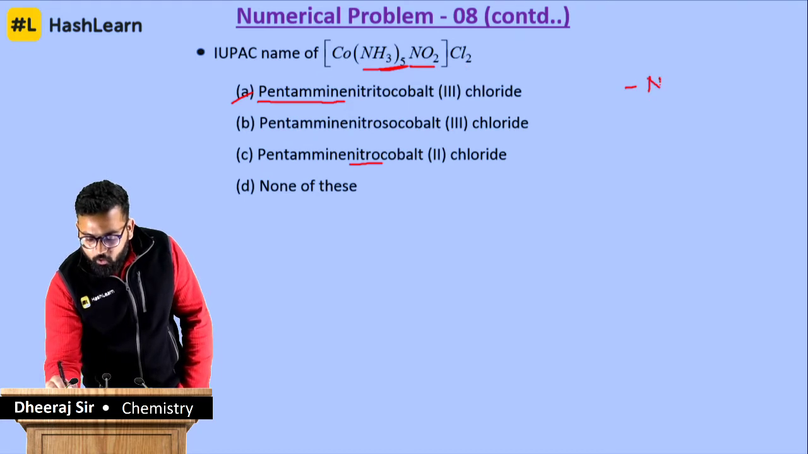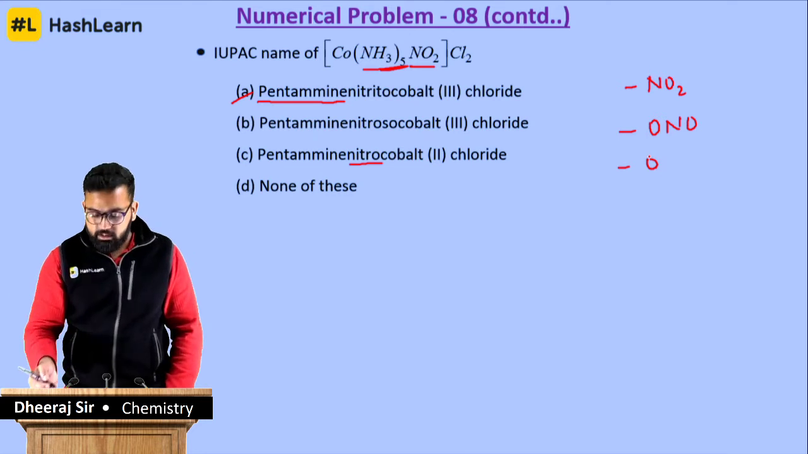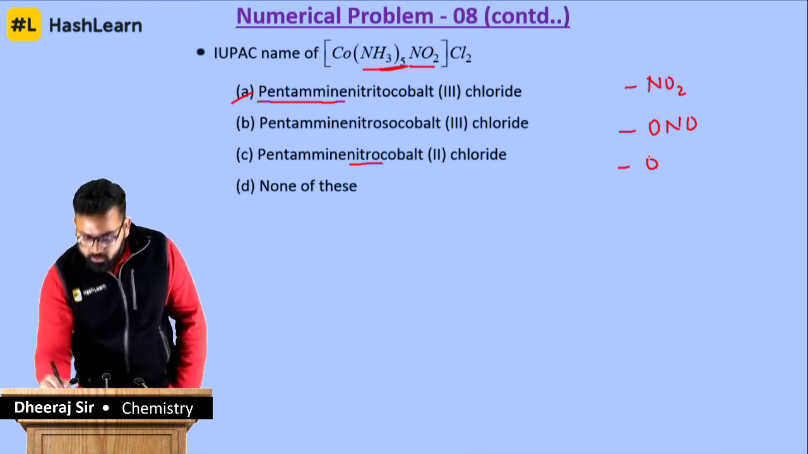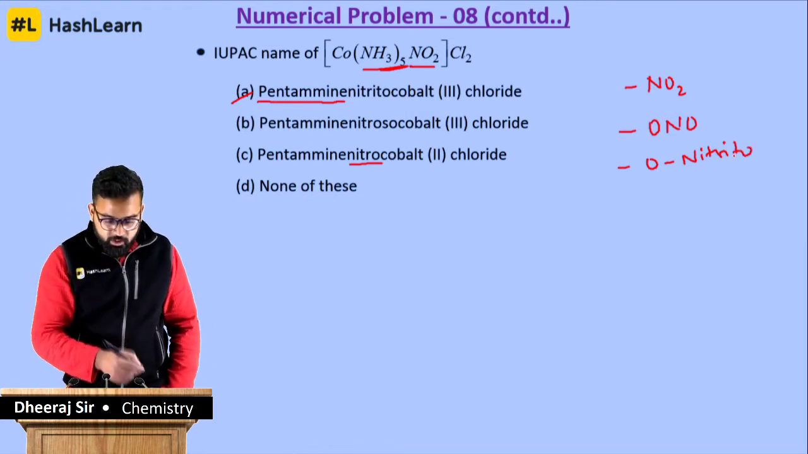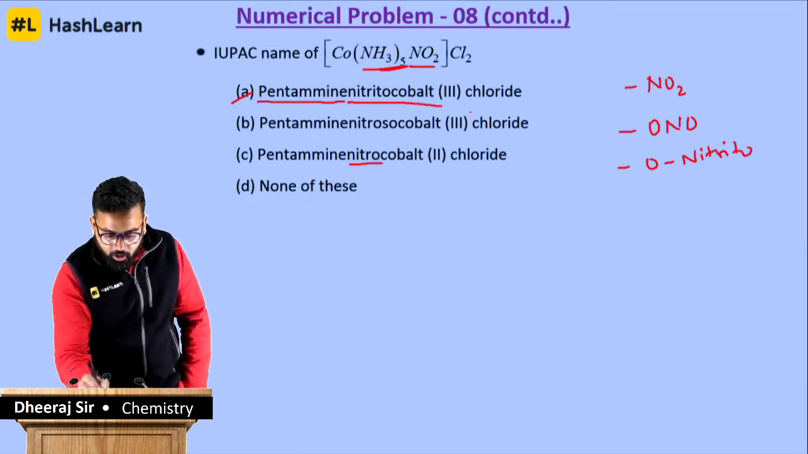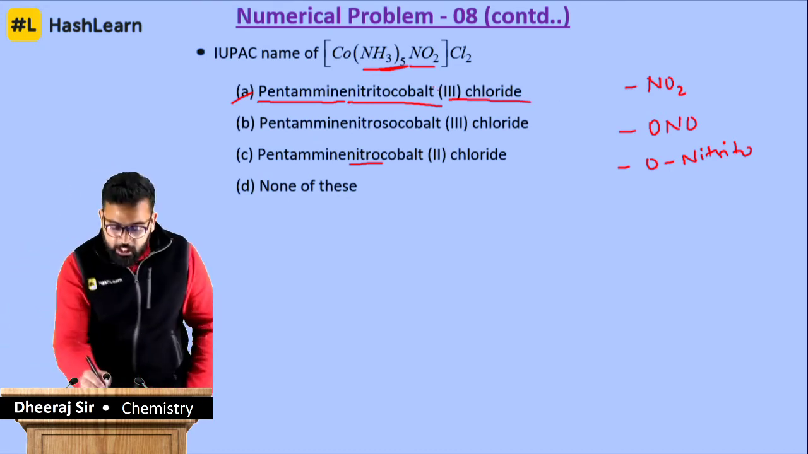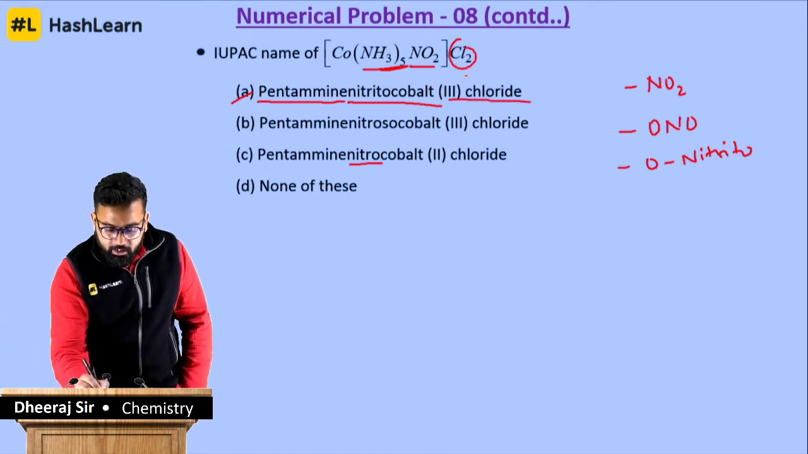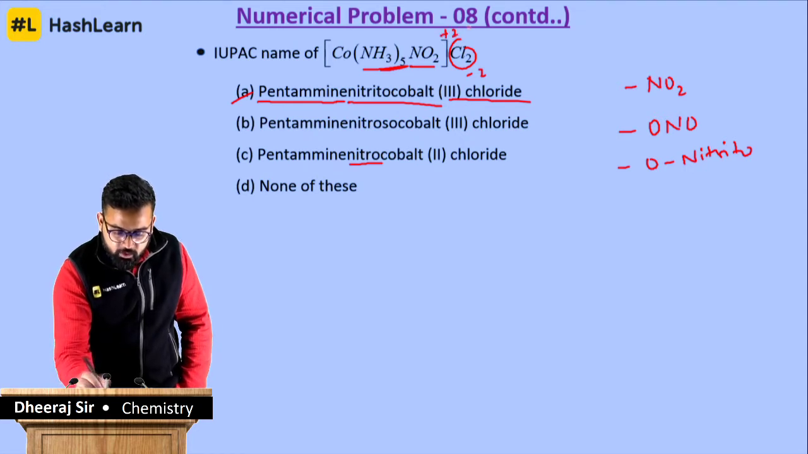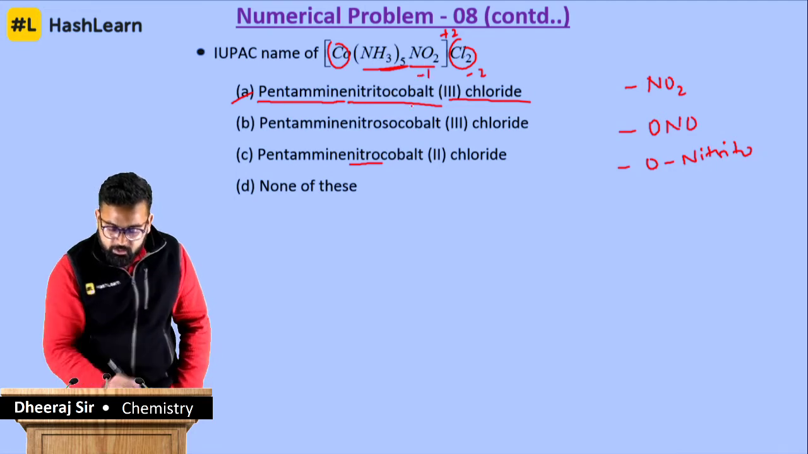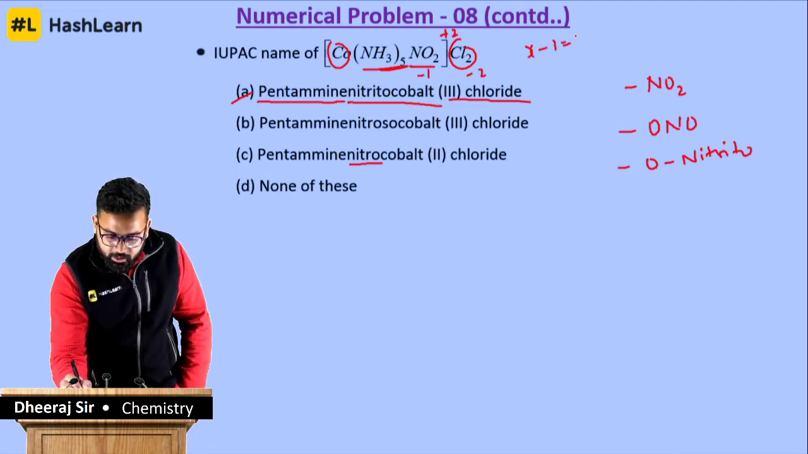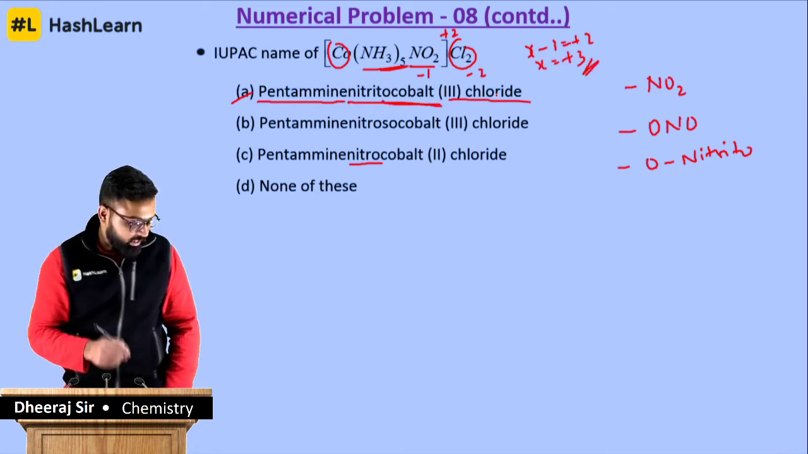So NO2 becomes nitrito and ONO becomes O-nitrito. That is, the bonding happens through oxygen. So remember, hope you will not forget this henceforth. So it is not nitro, it is nitrito cobalt 3 chloride. How do I get to know that it is cobalt 3? Simple. Chlorine is -2, which means the overall charge is +2. Why is it +2? Because cobalt is unknown and on the nitro group it is -1. So x - 1 is equal to +2, so x is equal to +3. So it is cobalt 3 chloride.